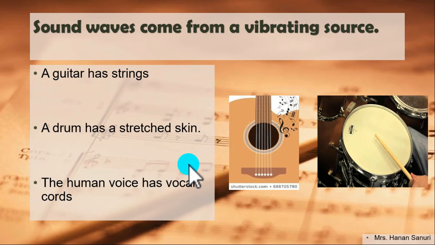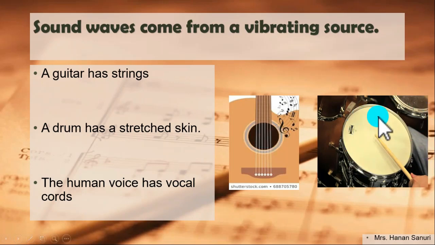Okay, so what do we need for sound? Sound waves come from a vibrating source. We want something to vibrate. When something vibrates, it means that there is sound. Examples: a guitar has strings. Now this guitar has strings, so they vibrate. This is the source of sound here.